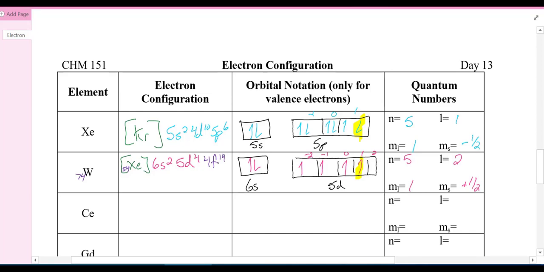Now, a lot of times you'll see this written as xenon, and it'll be written this way: 4f14, 5d4, 6s2, and we call that the stripping order. We call it the stripping order because that's how the electrons are removed. So they don't actually go on the same way they come off, right?